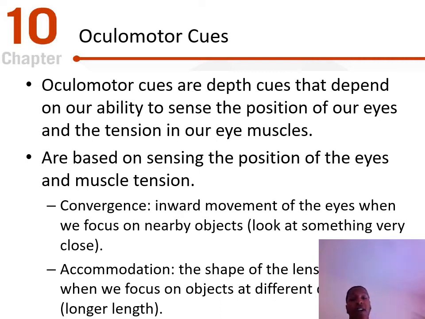Next, we're going to be talking about oculomotor cues, which are depth cues that depend on our ability to sense the position of our eyes and the tension of our muscles. Good examples of these are convergence and accommodation. Convergence is basically focusing on objects that are near your eyes, like something a foot or two in front of you. Accommodation would be for something farther, such as something you're looking at 10 feet in the distance, like a tree. Your eyes are accommodating to whatever you're looking at over a longer distance.